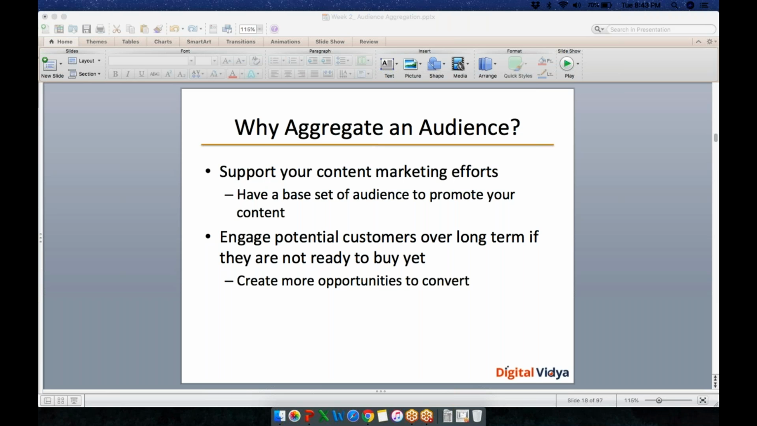So, support your content marketing efforts. That's the one big reason why you need to aggregate an audience: have a base set of audience to promote your content, right? If you don't have an audience that knows you, wants to hear about you, is interested to talk to you, you will never be able to get yourself out there in front of relevant audiences because you don't have one.